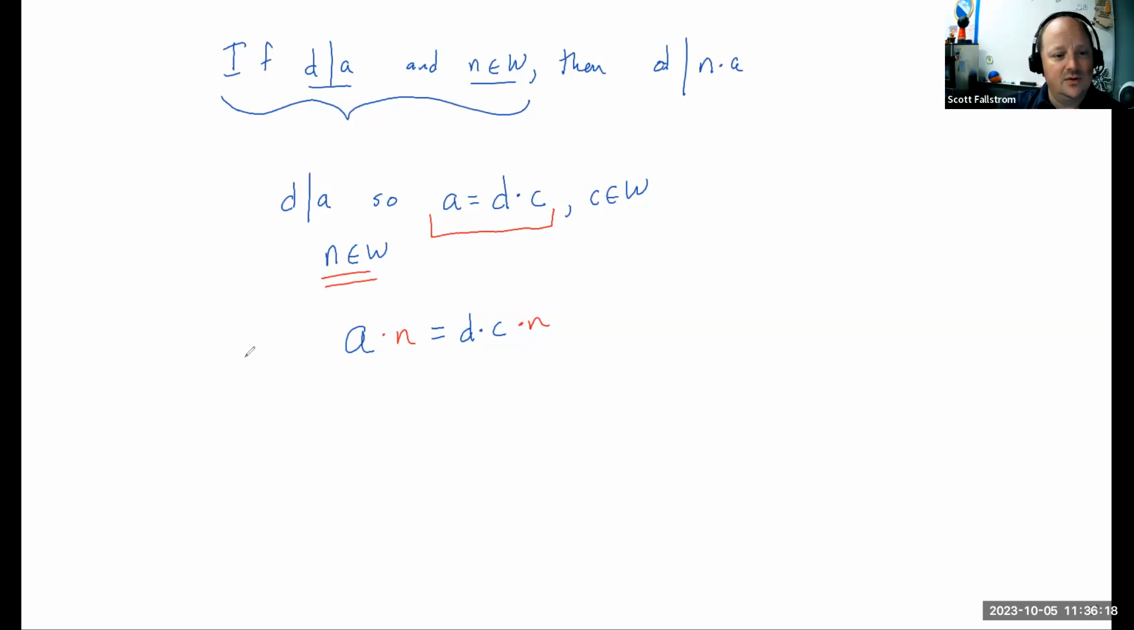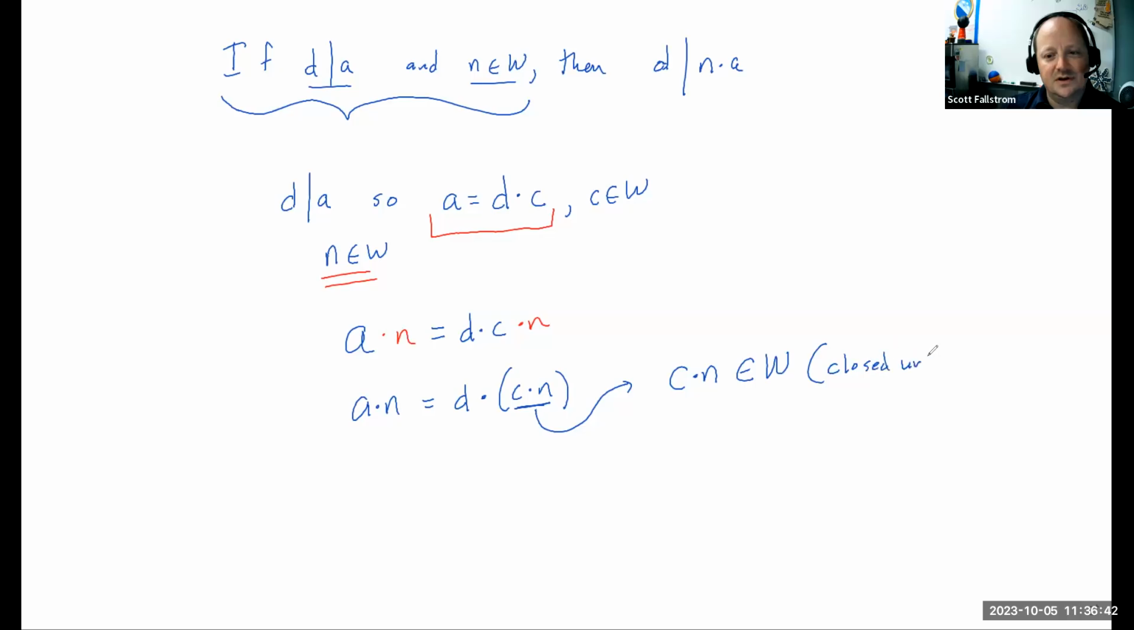So what I now have is a brand new equation. I have A times N is equal to D times C times N. And now I have D multiplied by some value, and off to the side, C times N is a whole number because the whole numbers are closed under multiplication. That means if I multiply two whole numbers together, and remember I had a whole number called C and a whole number called N, if I multiply them together, I get another whole number because it's closed. So now this quantity is just some whole number. We've shown it's a whole number.